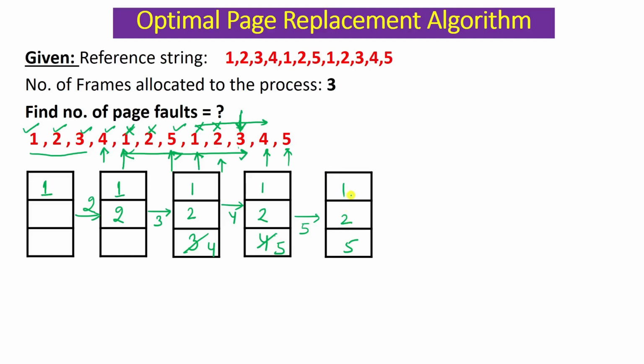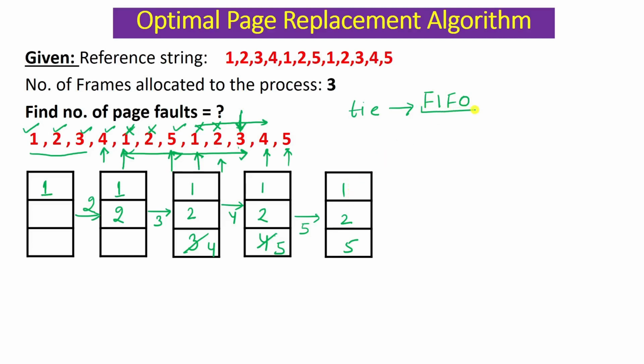Because 1 is equally good candidate for the replacement and 2 is also a good candidate for the replacement, because both are not getting used in the future. So here we have a tie. We have two candidates which can be replaced, 1 and 2. Which should I replace? So here I will apply the simple FIFO. FIFO means first in first out, simple.